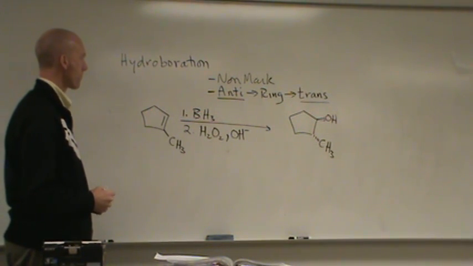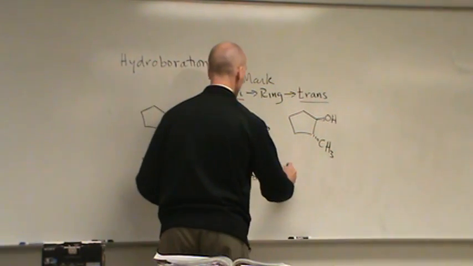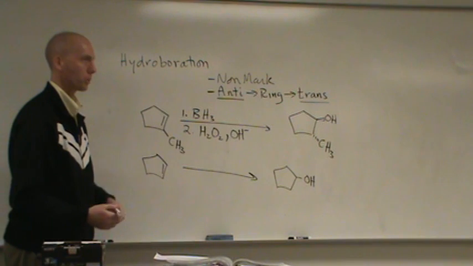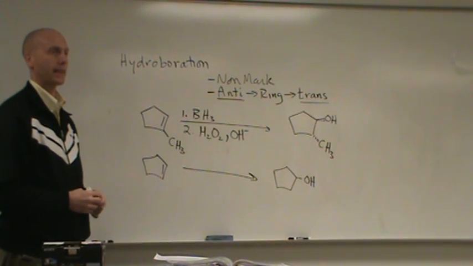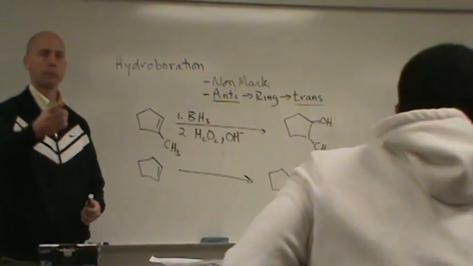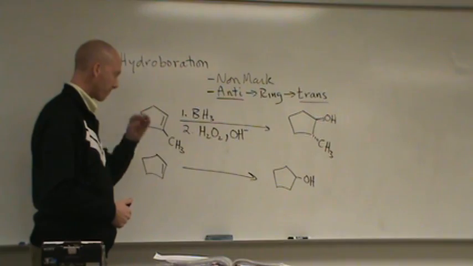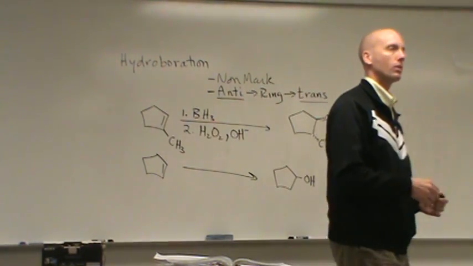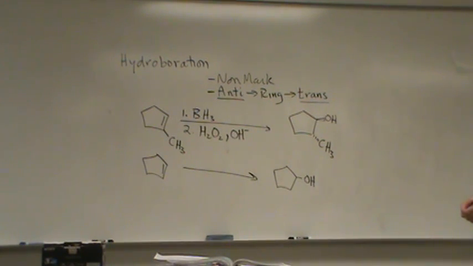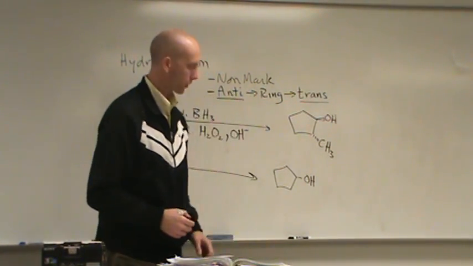Okay. If I had done the same reaction without a methyl group there, then I would have just got regular cyclopentanol, and there's nothing to designate it as trans, so that's the only thing I get. Okay, so I'll see the trans if I have a group on the double bond. They're going to be right in the middle of that. Okay, any questions on that? Okay. All right, so that's the hydroboration. Okay. Let's go on to our next reaction.